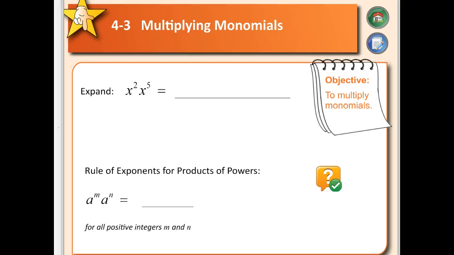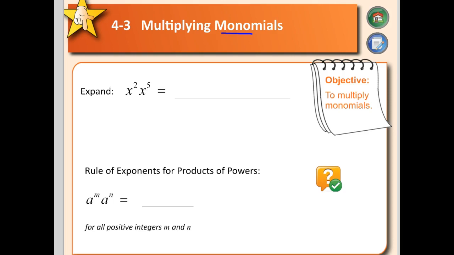All right, class, let's look at section 4-3 today. And today we're going to look at this idea of multiplying monomials. Now there's that word monomial again. Remember, we saw, mono means one, so this means we've got single terms that we're multiplying together. So let's look up here at my first example. And again, our objective is to learn how to multiply a monomial by a monomial.